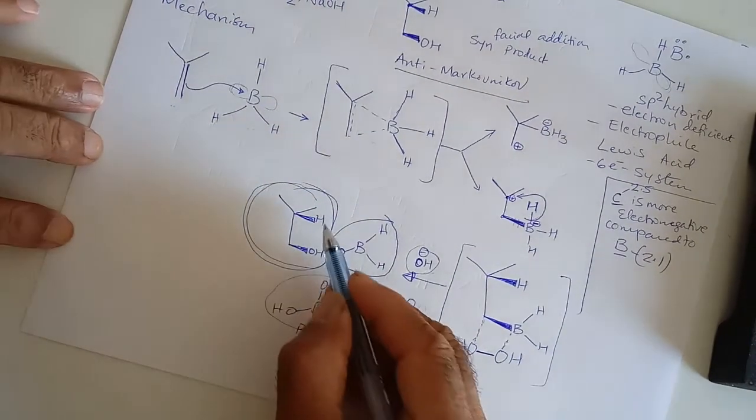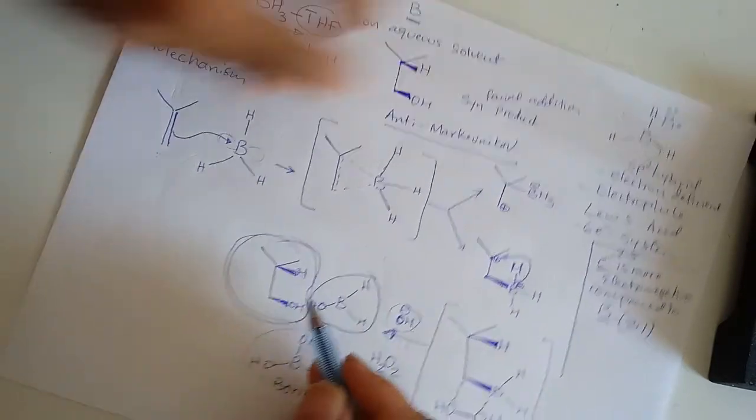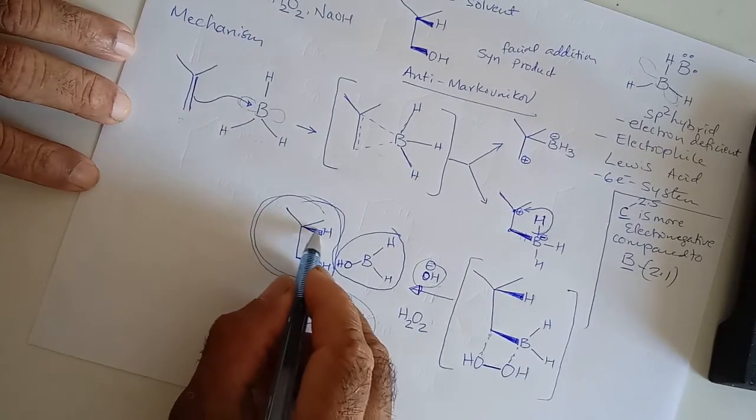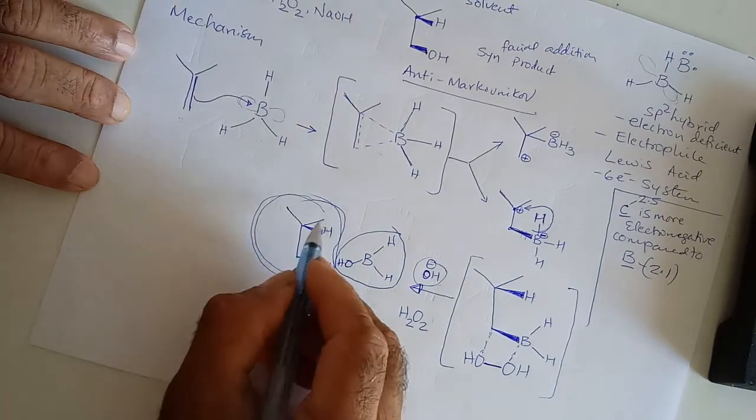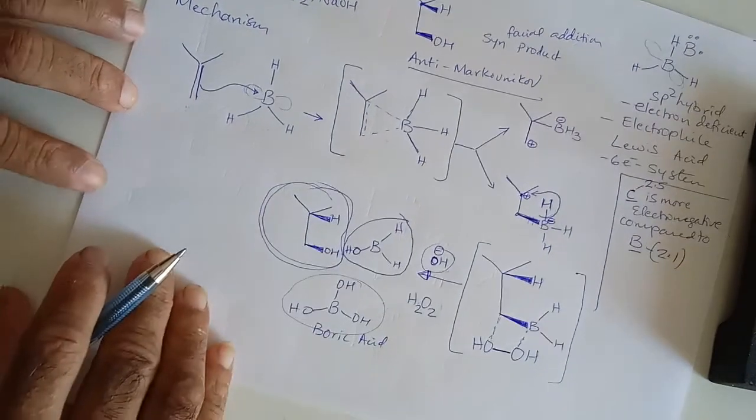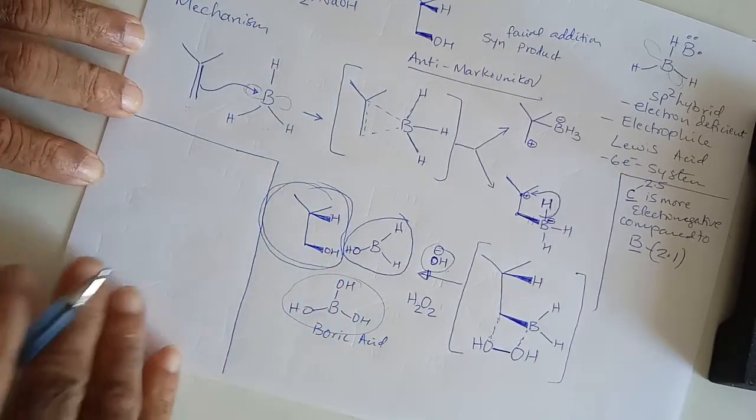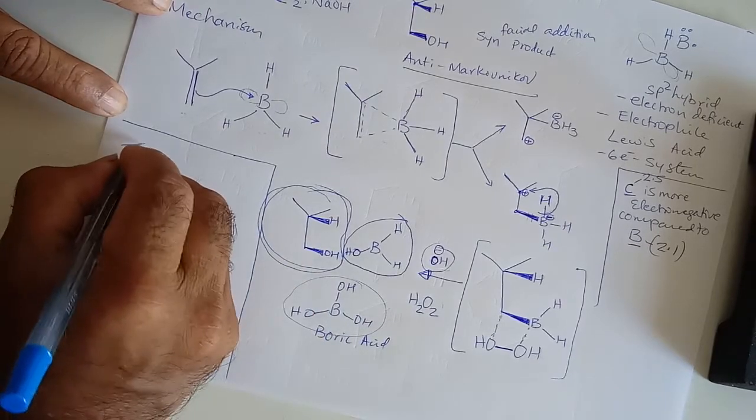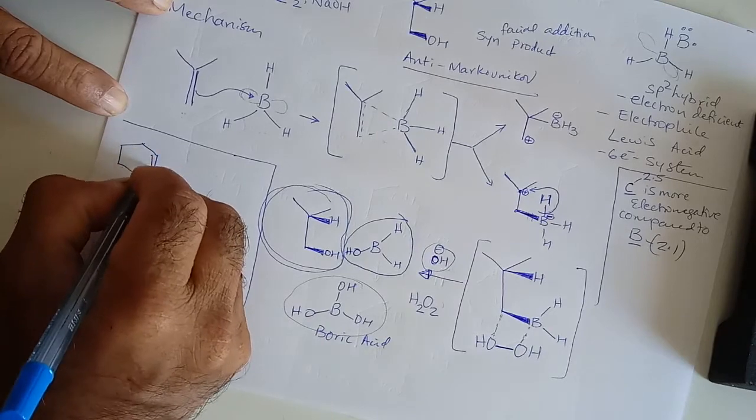What happened is H and OH are syn attack. They are syn products, H and OH are on the same side, and OH has gone to the less substituted carbon, H has gone to the more substituted carbon. Now, we can only make that anti-Markovnikov statement if and only if we have an unsymmetrical alkene.